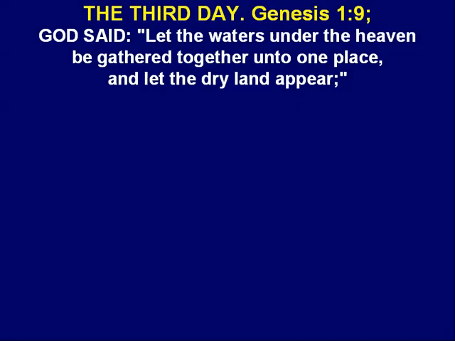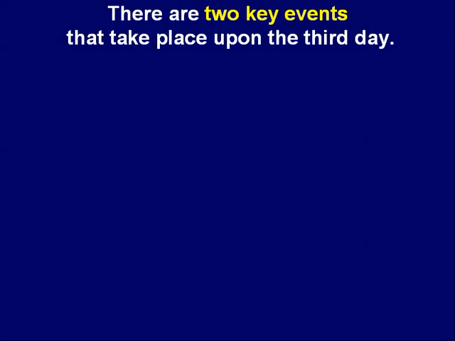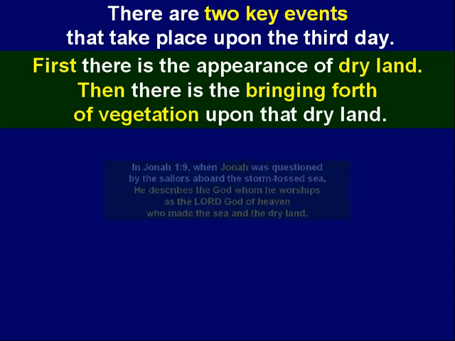The third day, Genesis 1:9: God said, let the waters under the heaven be gathered together into one place, and let the dry land appear. God called the dry land earth, and the bodies of water seas. The earth was now prepared for plant life. There are two key events that take place on the third day. First, there is an appearance of dry land. Then there is the bringing forth of vegetation upon that dry land.